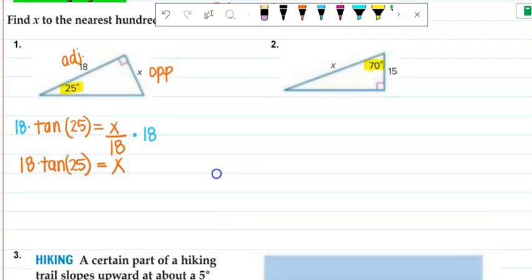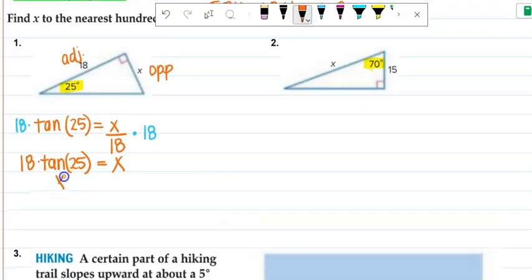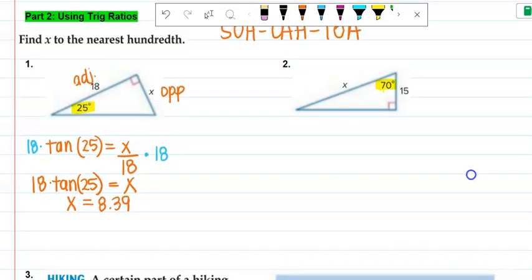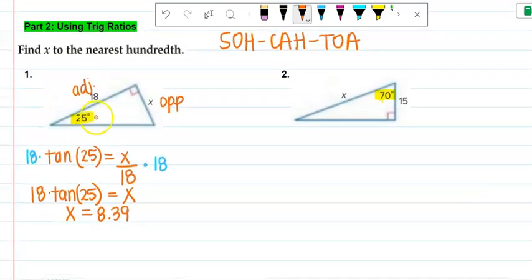Okay, there we go. So we're going to get x is 8.39 would be our answer. Which definitely makes sense because we're going to a smaller side opposite the smallest angle, so our number should have gotten smaller. So that's good. All right, let's do the next one.